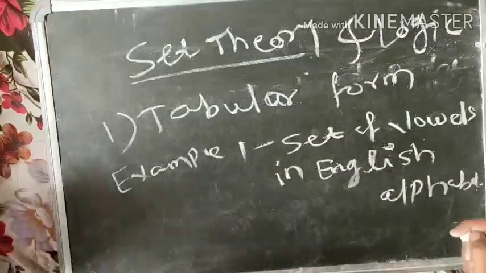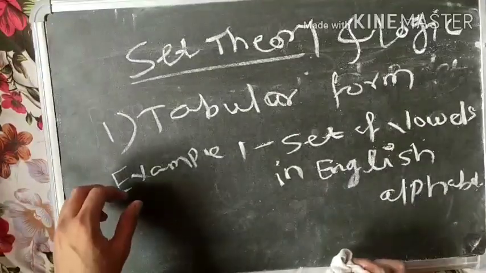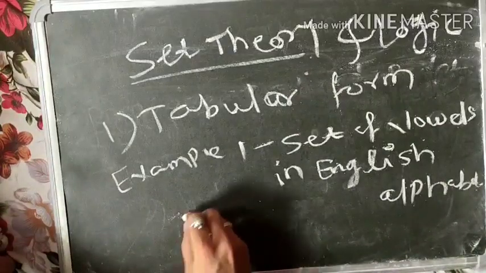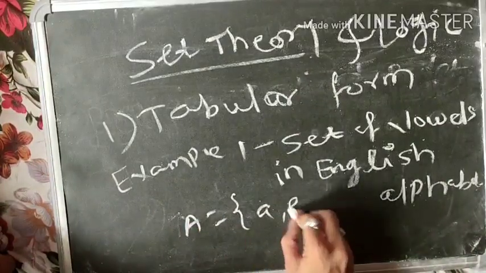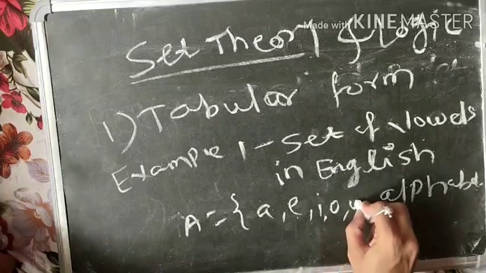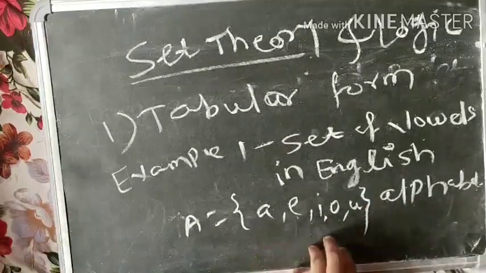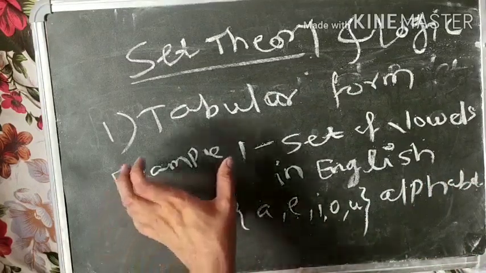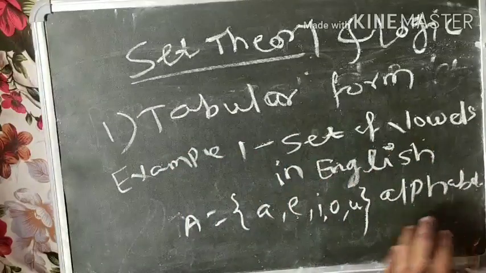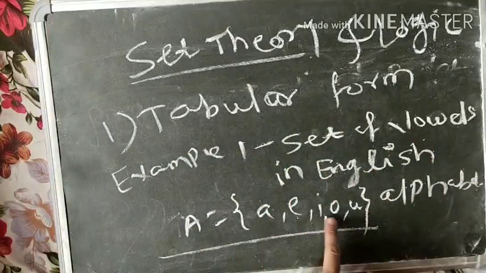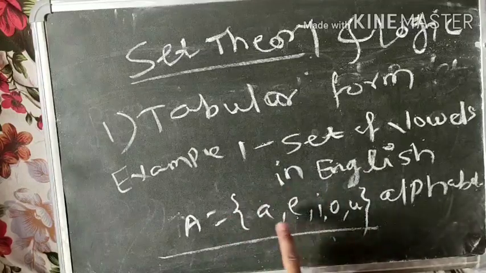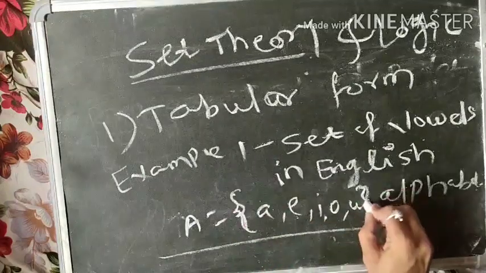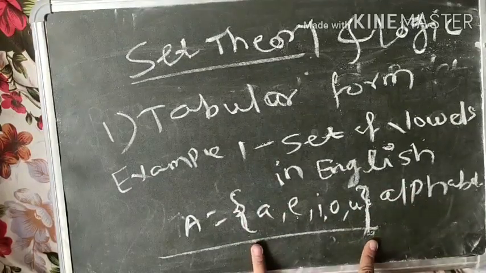Okay, the first example is the English alphabet vowels. For example, A equals A, E, I, O, U. So there are a total of 5 vowels in the English alphabet. The tabular form is the set of all vowels in the English alphabet. So this set is {A, E, I, O, U}. All these elements are separated by commas and enclosed in curly braces.